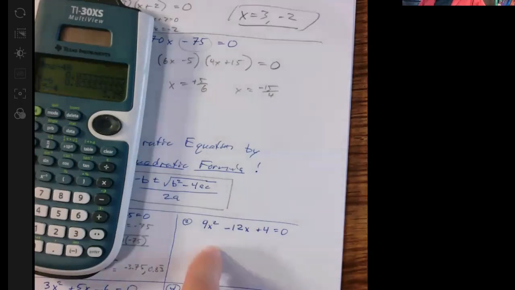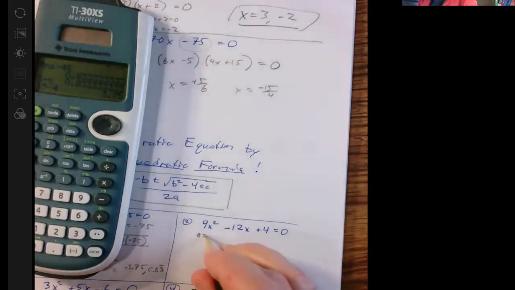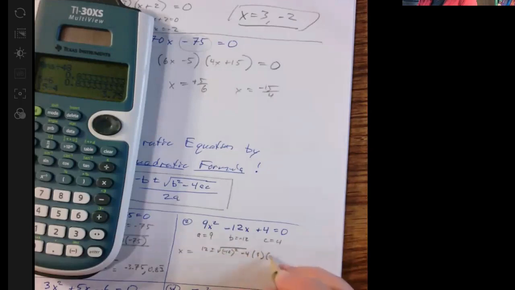This one's going to be even easier. I labeled it number 2 here. So let's see. I'm going to go through the same process. A is 9, B is negative 12, C is 4. And then I'm going to plug it into the quadratic formula. X equals negative B. Oh, negative 12, that's positive 12, plus or minus the square root of B squared minus 4AC, all over 2A.